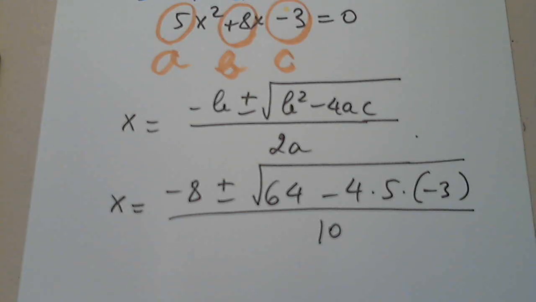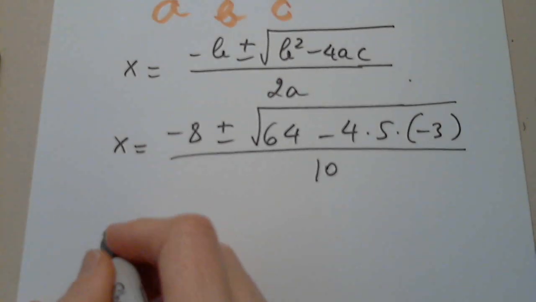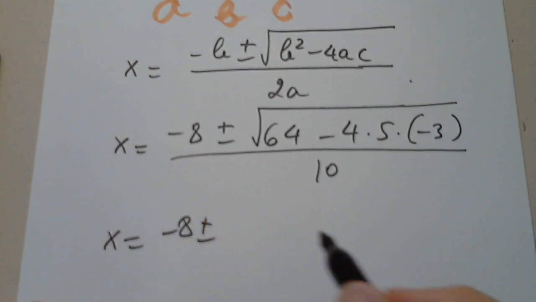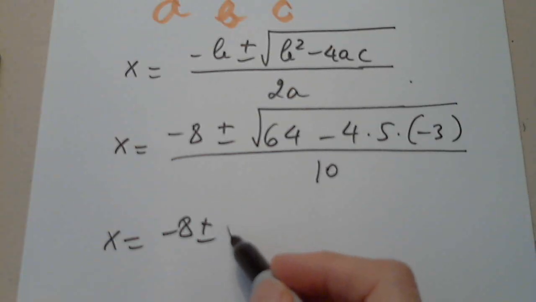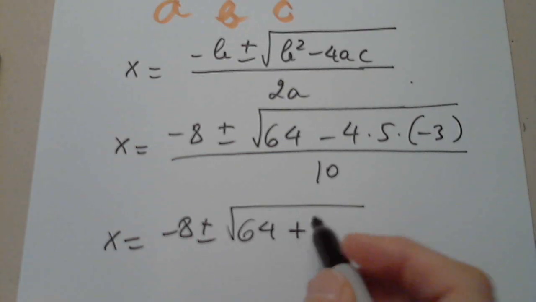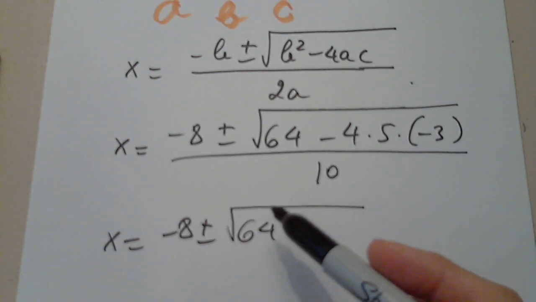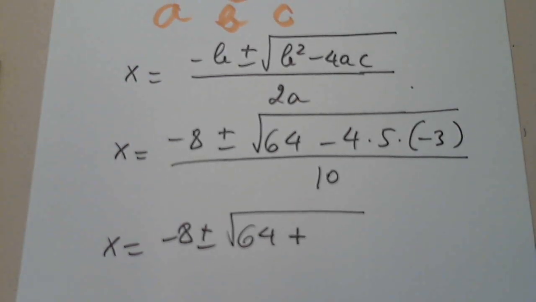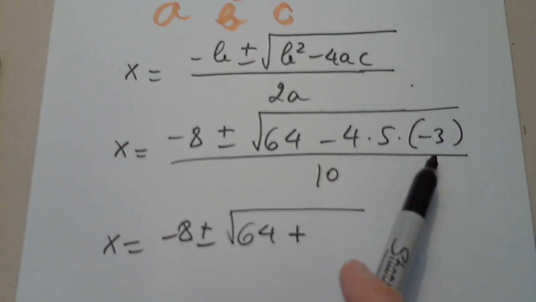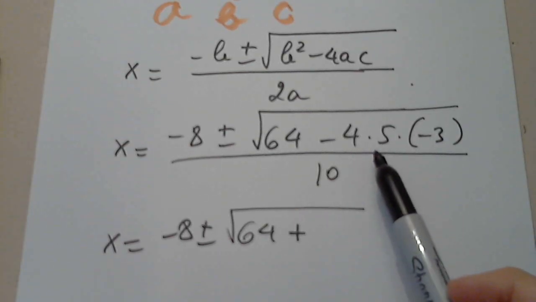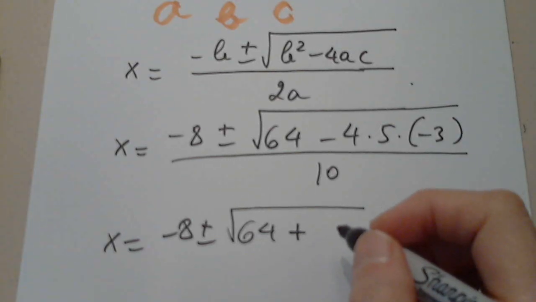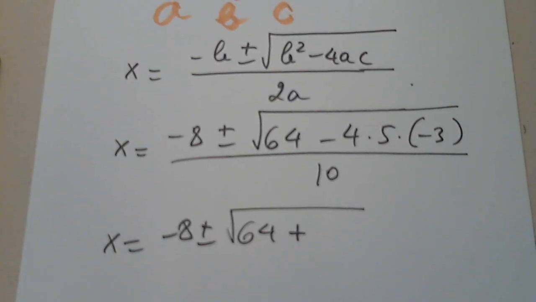And now I have to perform those calculations. So x equals negative 8 plus or minus the square root. Let's see. I have 64 and I have plus. Always take care of the sign first. Get it out of the way. Because negative 4 times 5 times negative 3 will be positive. 4 times 5, 20. 20 times 3. Sorry about that.